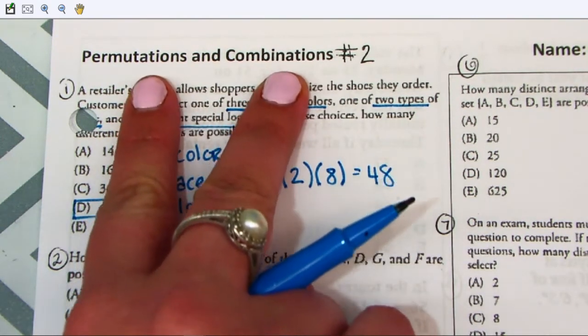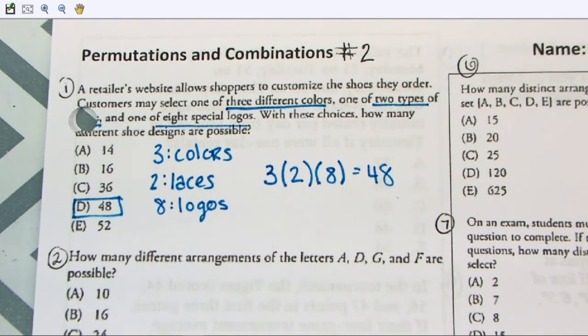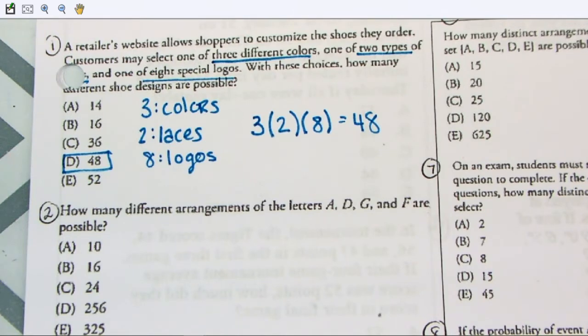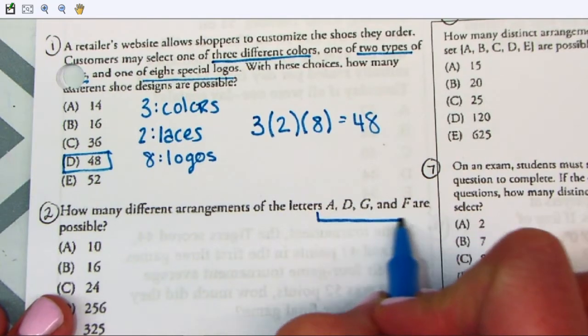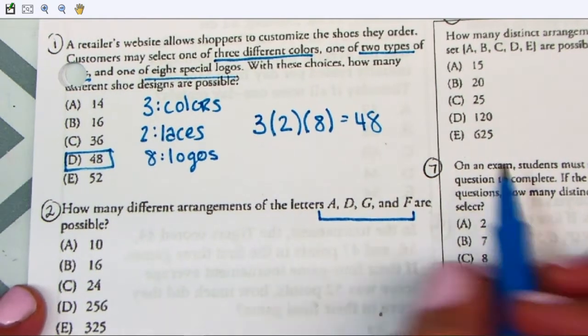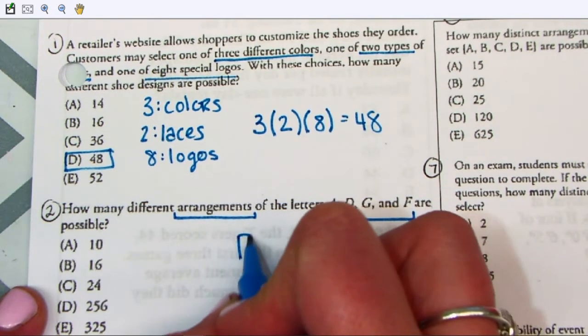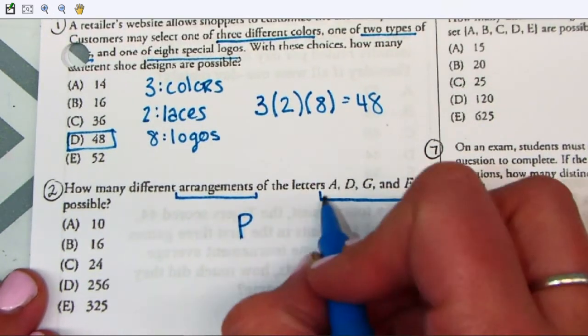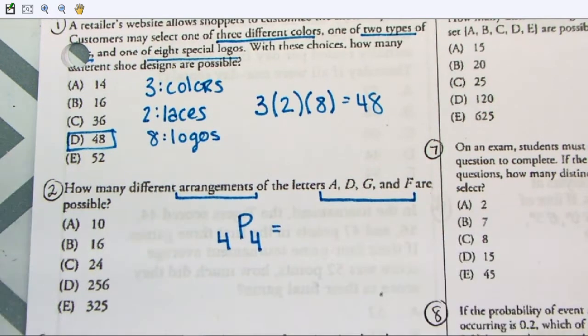Permutations and combinations, those are used if you are pulling items from the same set. For example, number 2, how many different arrangements of the letters A, D, G, and F are possible? We are pulling from a set group, a singular group, and we are arranging these letters. So this is a permutation. We have 4 letters to choose from, and we are going to keep all 4 letters in our answer.